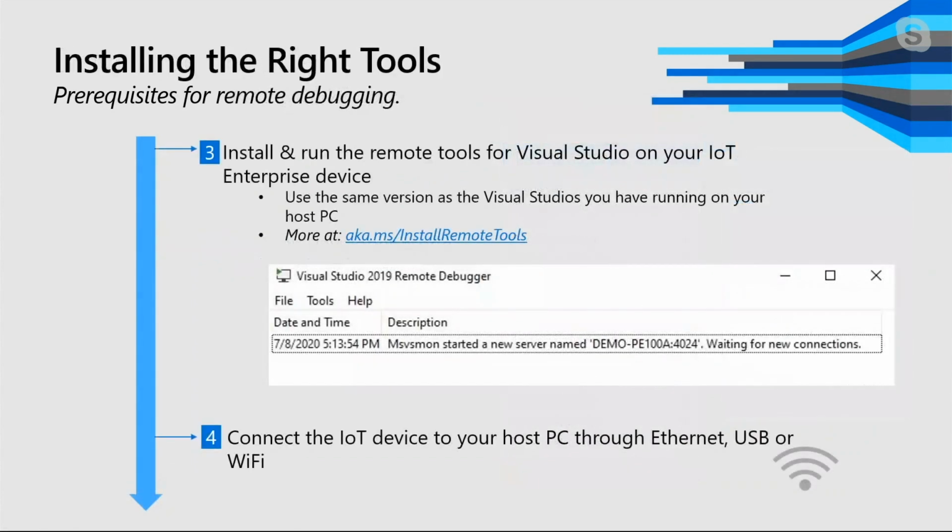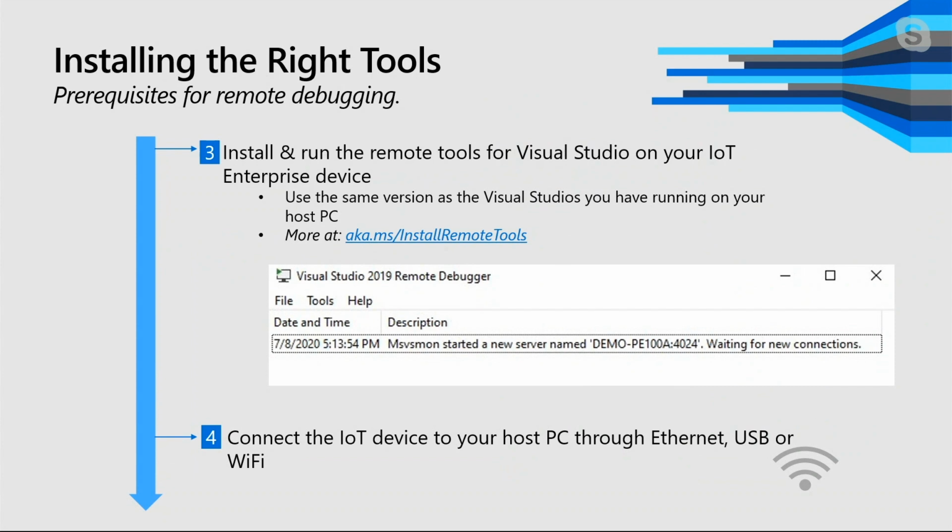Now, just a couple more things to do before we start creating an application. You're going to want to install and run Visual Studio's remote tools on your IoT Enterprise device. So we have a link here, aka.ms/install remote tools, and there you can get the version of remote tools that corresponds to the version of Visual Studio that you're running on your developing PC. So you can see in this picture here what it should look like when you launch the remote debugger, and that's what mine looks like right now.